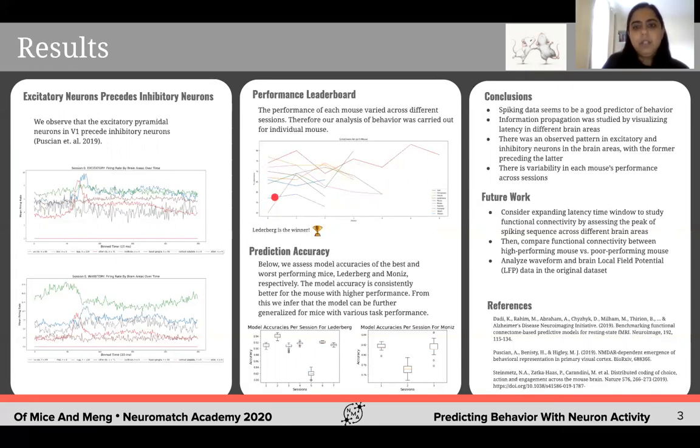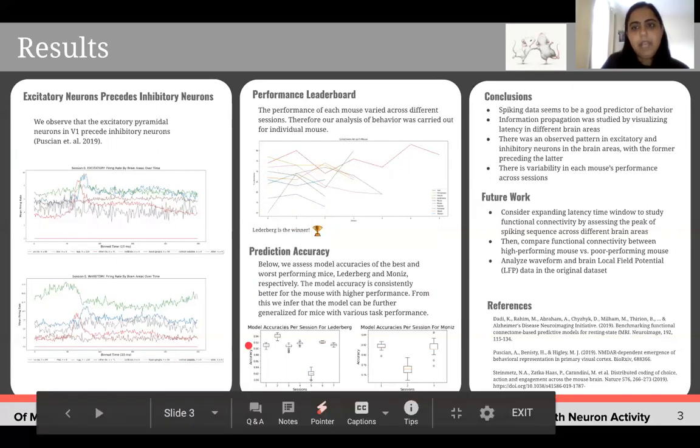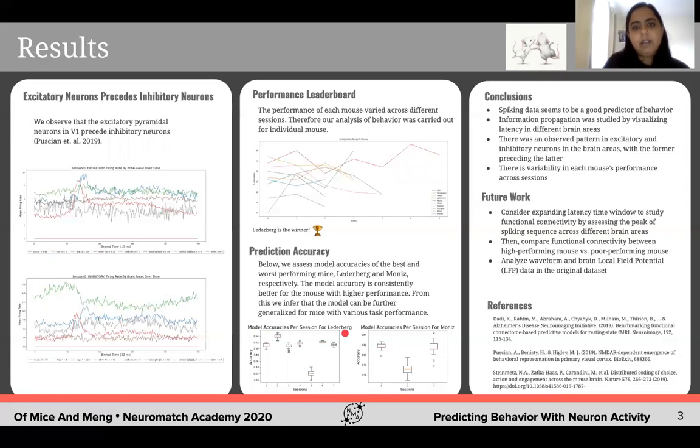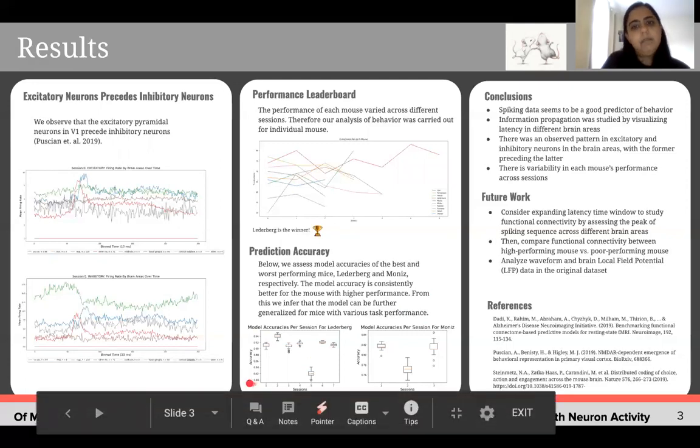For each of these two, we prepared a predictive model and plotted the model accuracies for their sessions. Liederberg model accuracy was 80 to 90% and Moniz model accuracy was 75 to 80%.